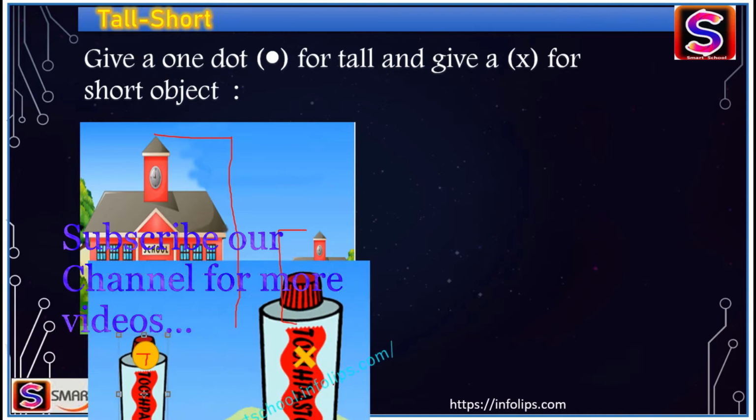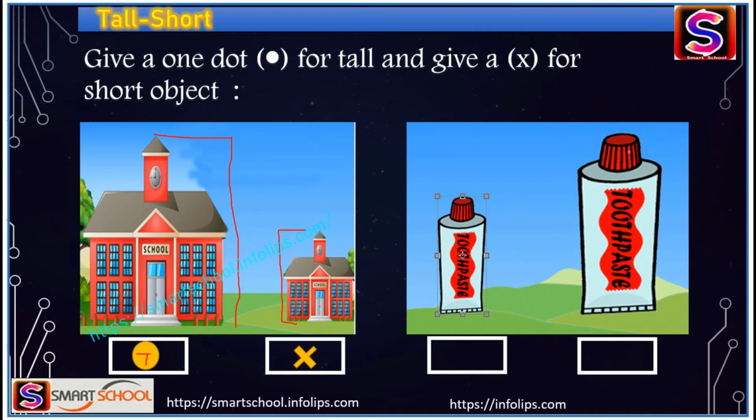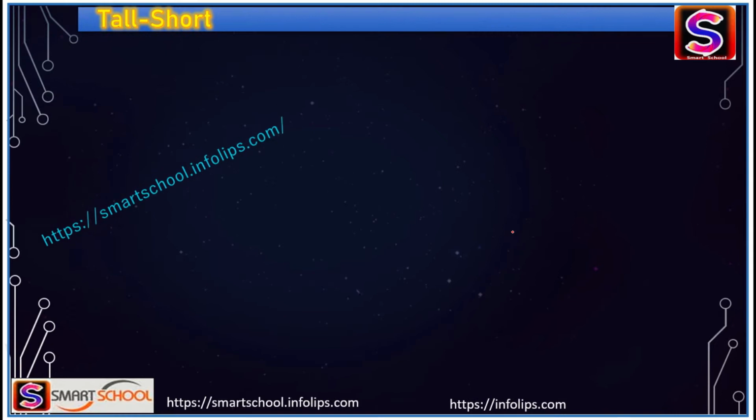Let's see one more example. So there are toothpastes. See here, the length, or we can say the height, of this toothpaste is more than this. So that's why this is tall and this is short. Which object has more height than the other object, that is tall, and which has less height, that is short. Let's see some more examples.